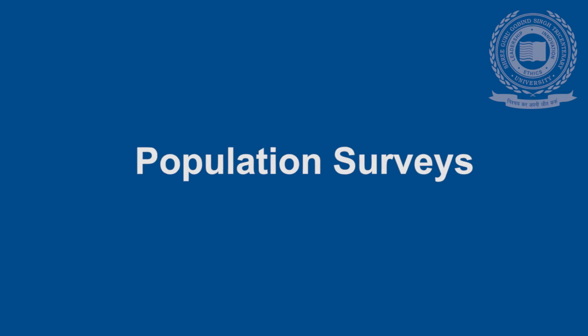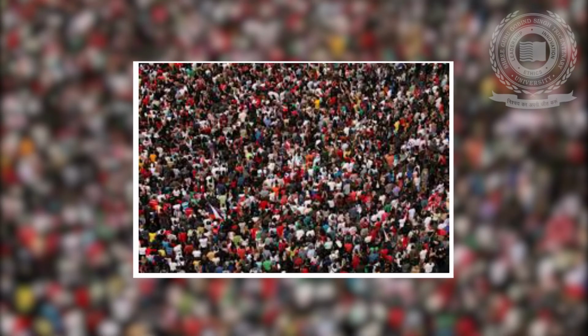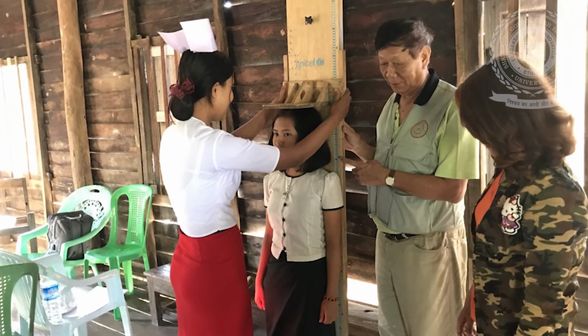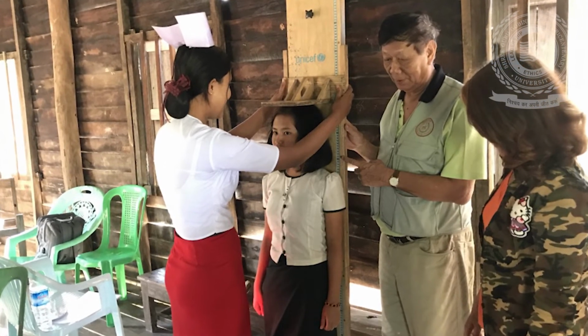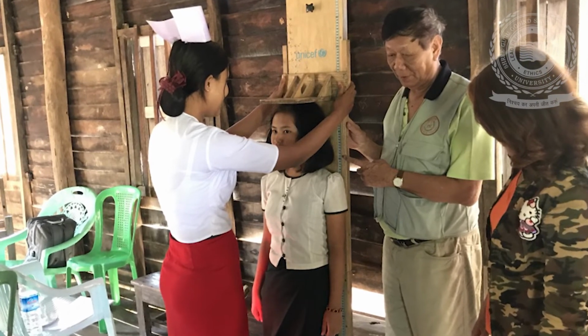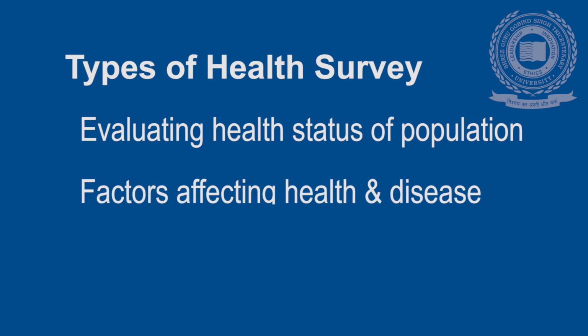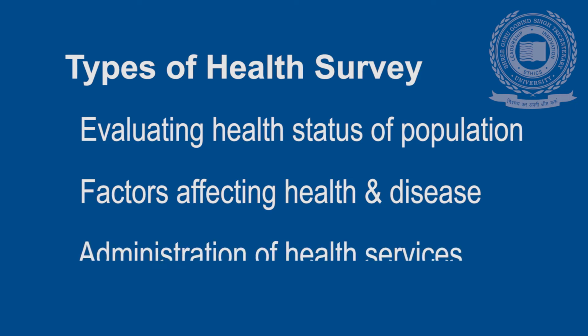12th, population surveys. A health information system should be population based. Health surveys are done related to any aspect of health, morbidity, mortality, or nutritional status. Types of health survey are surveys for evaluating health status of population involving distribution and diagnosis of disease over time and space. Surveys investigating factors affecting health and disease help to study etiology and risk factors. Surveys related to administration of health services.